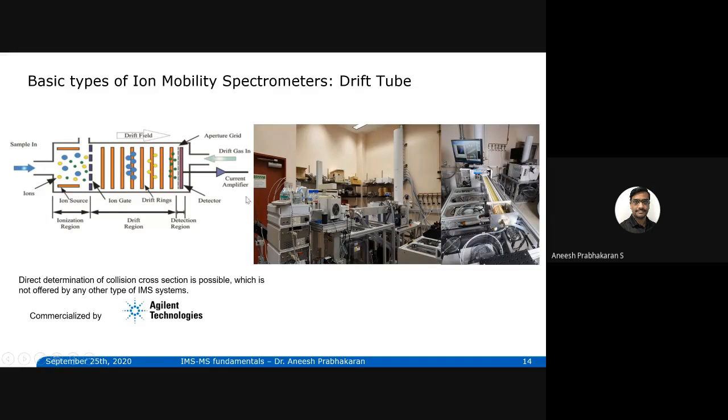This is very simple, and researchers can directly plug in the equations from the theory. If you look at the theory, there is a lot of it. Many people work on the theory of how ions move through a background gas when there is a uniform electric field. In this device, you can plug in all the equations right away and calculate the collision cross section. It is a very simple device and very easy to work on. But there are negatives that I will show you later.